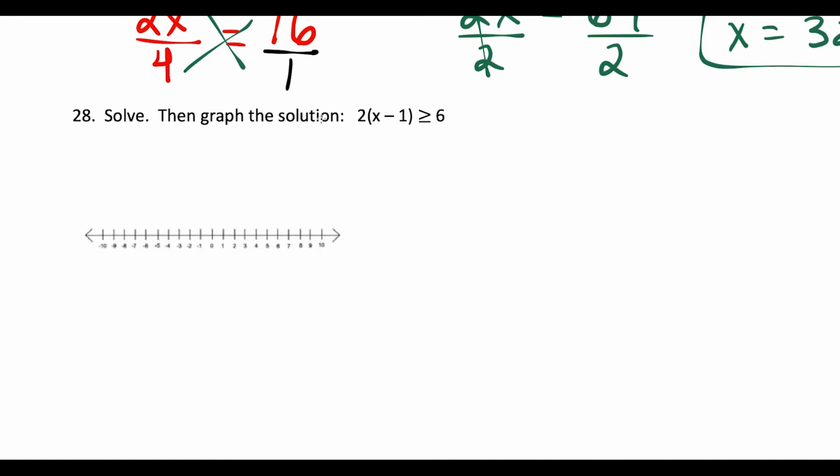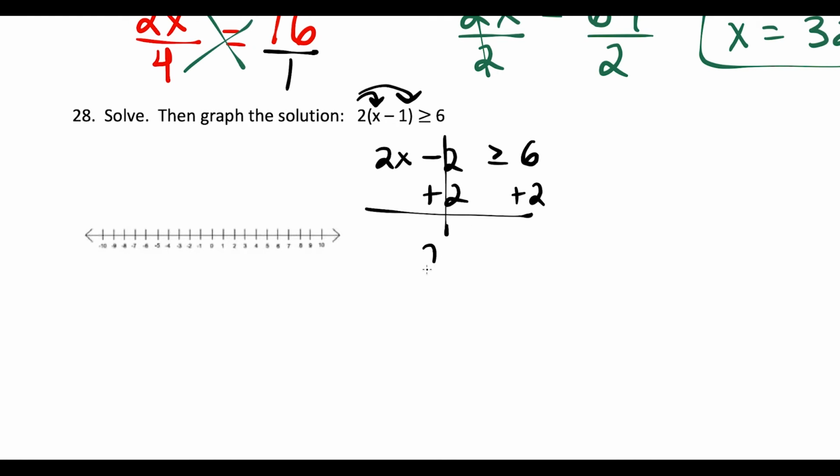So question 28, we're going to solve this inequality, then graph the solution. So for something like this, I like to treat it like an equation, and I'm going to start by just distributing. We have 2 times x is 2x, and we have 2 times negative 1 is negative 2, and that's greater than or equal to 6. Now, the only thing you have to be careful with inequalities is if you multiply or divide by a negative, then the sign is going to flip. But here, if we're just doing something like plus 2 on both sides, that's not going to affect the greater than or equal to. So now we have 2x is greater than or equal to 8.